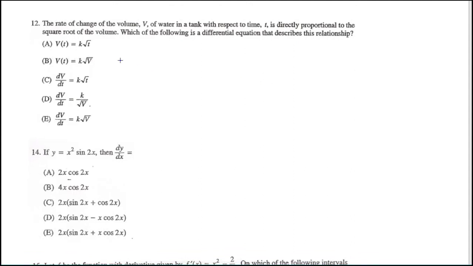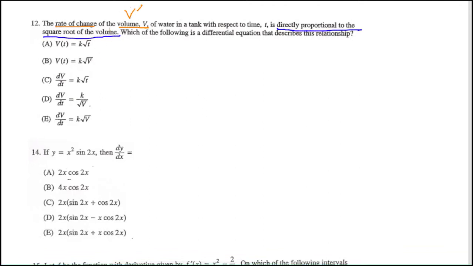All right, so the rate of change of the volume of a water tank. This is from the actual test, I believe, number 12. Which of the following is a differential equation that describes this relationship? Let's underline this part: it's directly proportional to the square root of the volume. Am I talking about V or V prime? I'm talking about V prime because it's the rate of change of the volume.